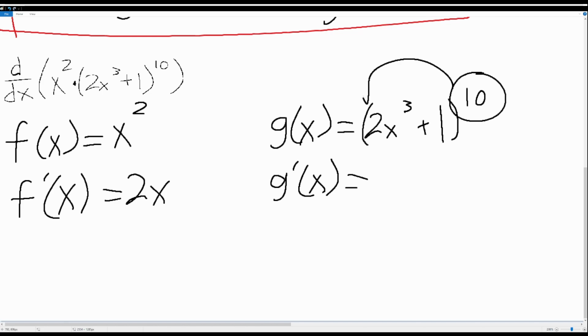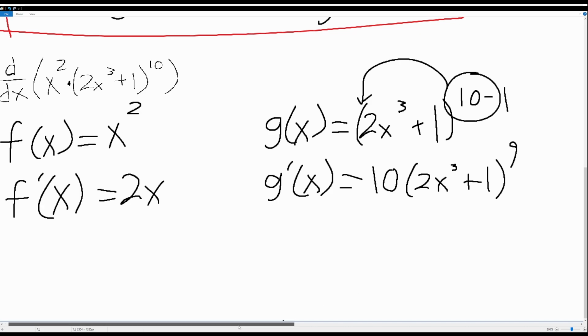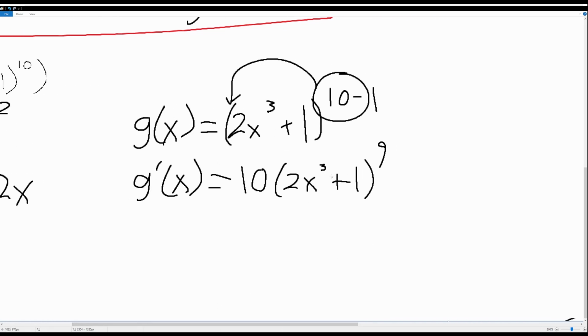So we're gonna take this 10 and plop it down in the front. So we got 10 times parentheses 2x cubed plus 1, and then we minus the exponent by 1, so we get 9. And because this is a composite function, we also have to have the derivative of whatever's inside. So we're gonna multiply all this stuff by the derivative of this.